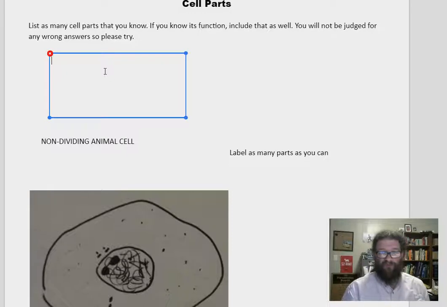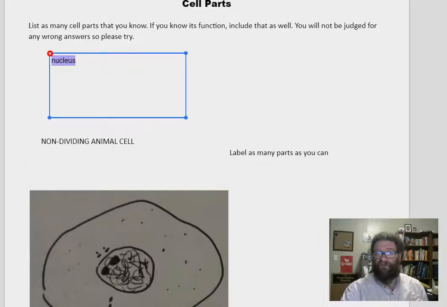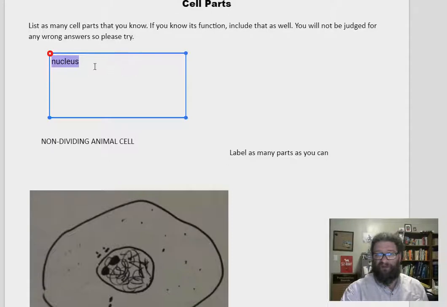Cool. Hopefully you've taken a moment to maybe even get some people to suggest different parts that you have. The top parts that we get, of course, are the nucleus. And here, let's make this a better font, shall we? I don't like Times New Roman. It's boring. Let's go Roboto. Oh, I like that. And we'll make this a little bit bigger so that we can see it. There we go.